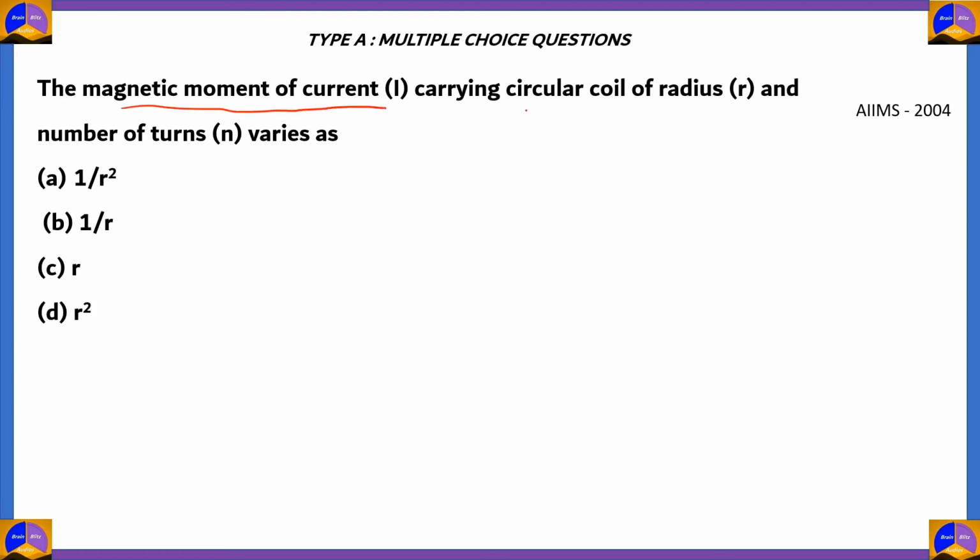Magnetic moment of a current carrying circular coil of radius r and number of turns n varies as. So we need to know the formula for the magnetic moment of a current carrying circular coil of radius r and number of turns n. So the magnetic moment has the formula I times A, and since this circular coil has number of turns n, then it will be IA times n. So that is the formula for the magnetic moment of a current carrying circular coil.